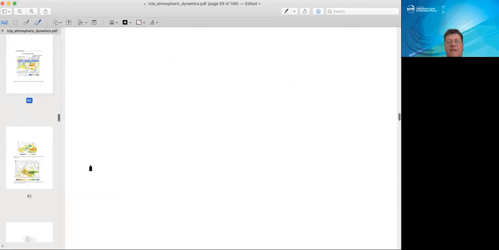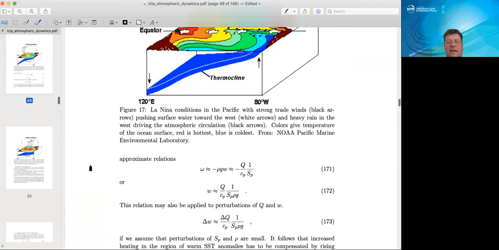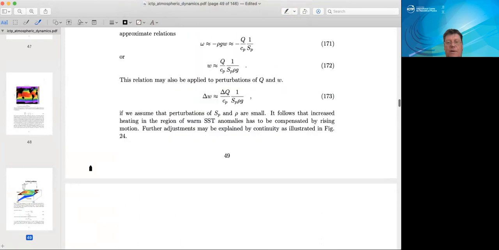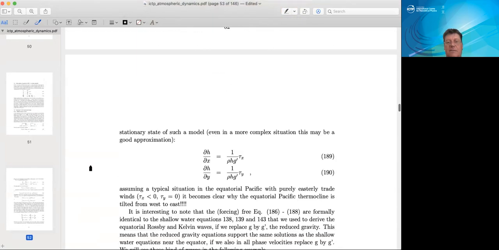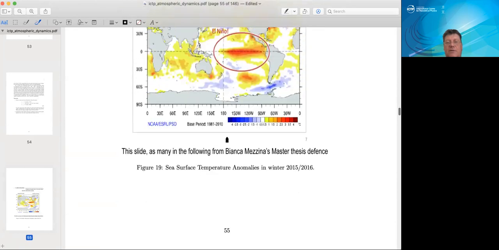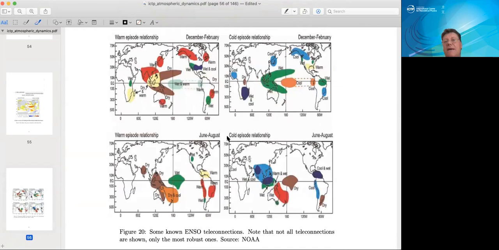Well, we have discussed the ENSO event already intensively. So what is happening if we have a warm patch somewhere in the Pacific? For example, if we have a warm anomaly like in 2015, 2016, then we may expect that there are adjustments all over the world. Locally, we have discussed what is happening. The Bjerknes feedback is working, so there's a positive feedback nearly instantaneously working in the equatorial Pacific, but there are also remote teleconnections.